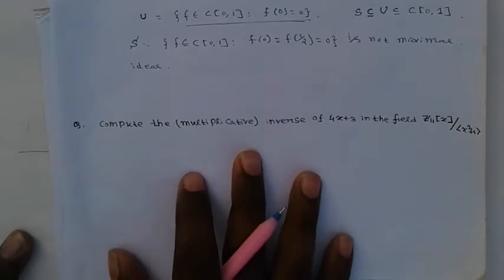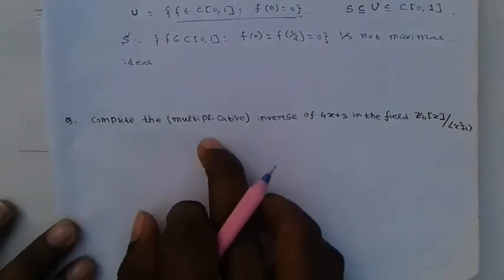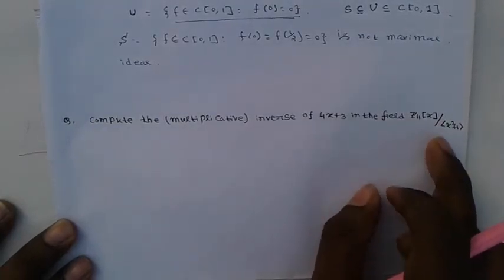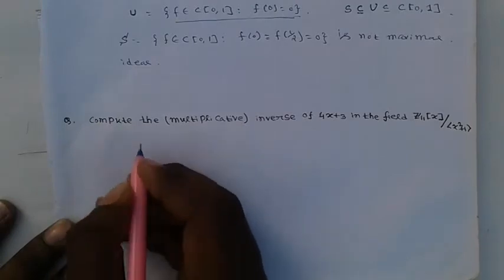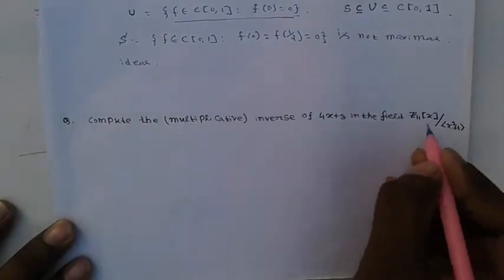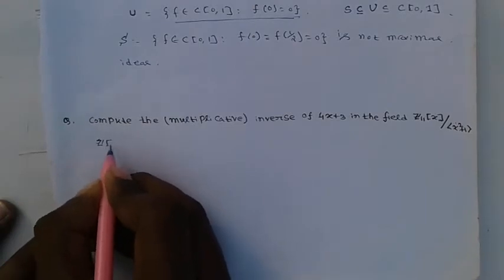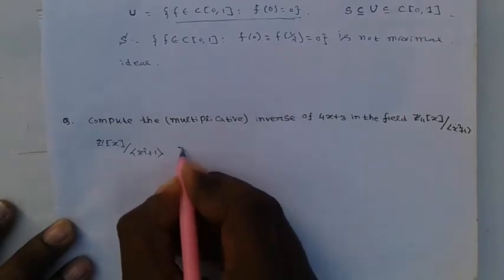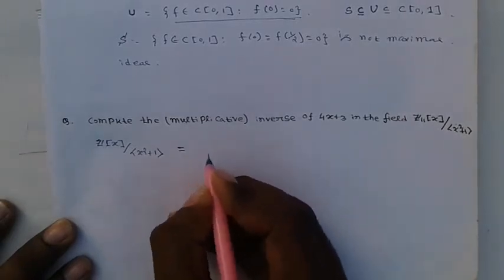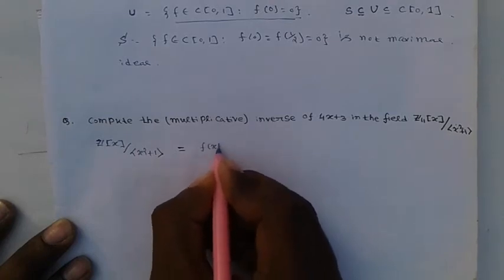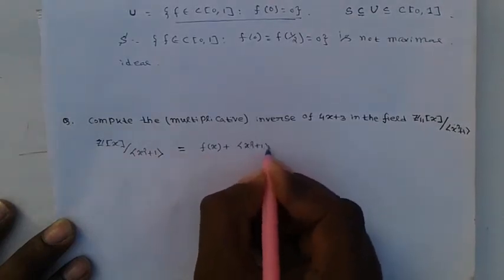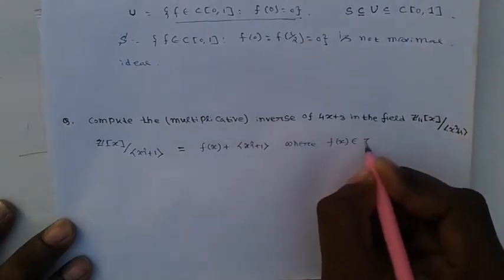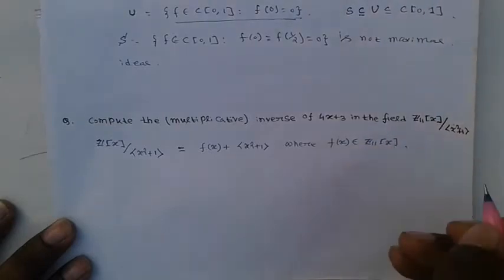Now the next question is, compute the multiplicative inverse of 4x plus 3 in the field Z11[x] quotient x square plus 1. Now, how does this field look like? Z[x] quotient x square plus 1 is equal to, and this field looks like f(x) plus the ideal generated by x square plus 1, where f(x) belongs to Z11[x].